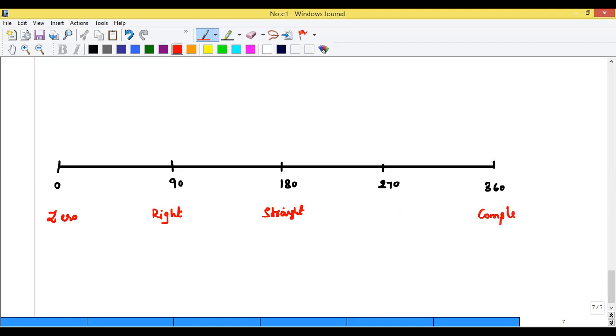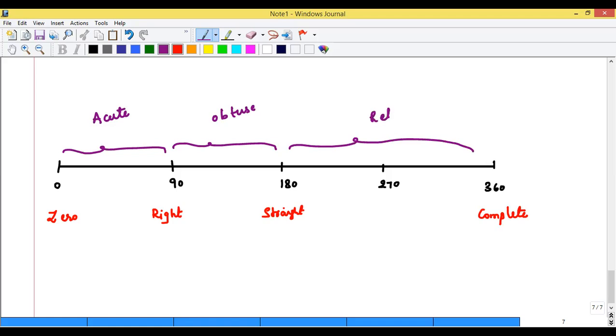When I say complete angle, what is it? 360, right? Any angle which is in between 0 to 90, you call it acute angle. An angle which is in between 90 to 180, you call obtuse. Basically, any angle which is more than 180 and less than 360, you call it reflex angle. Okay. So now with 0, 90, 180, 270, and 360: 0 is 0 only, 90 is right angle, 180 is straight angle, 360 is complete angle.